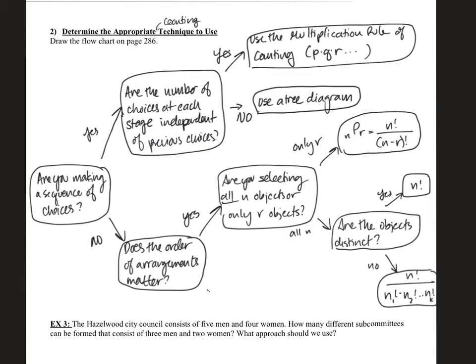So what if we said no? The order does not matter. Well, then we're going to use combinations. Order does not matter. Remember, that was the main difference between permutations and combinations. For combinations, order does not matter. And that is the formula for combinations.